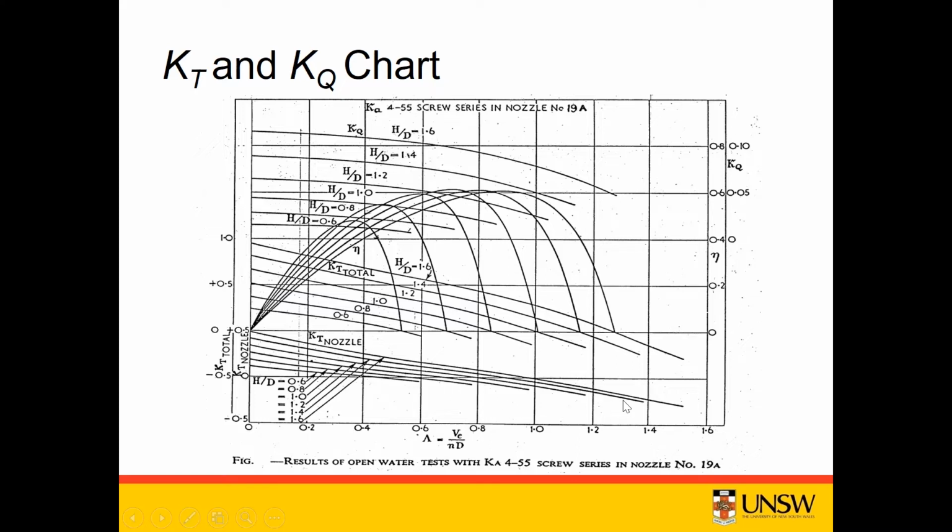This is the advance coefficient going up here. We plot 10 KQ for the torque coefficients because the KQ values are typically a little bit more than 1/10 of the values of the KT. And so you can use the same scale up here, but you plot 10 KQ up here on the vertical axis.